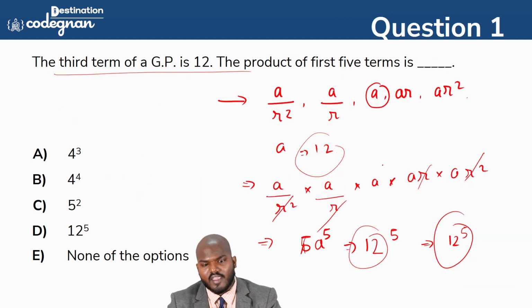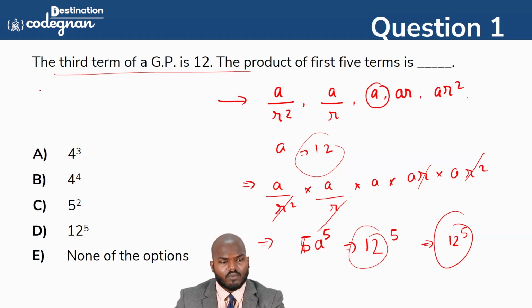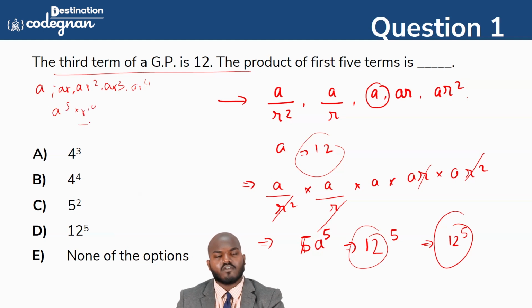But why are you taking A over R square? So this is the prediction. In the sense, if you know the ratio value, that is the common ratio value, you are able to use the formula. If you are using that formula, you see there is AR, AR square and AR cube. So if you say AR power 4, it will give you A power 5 and R cube, and then R power 10 will be there.